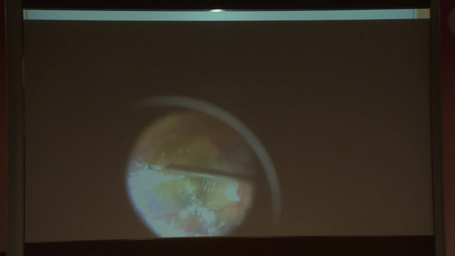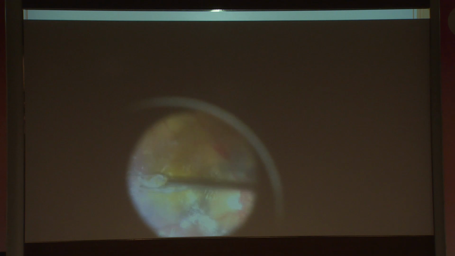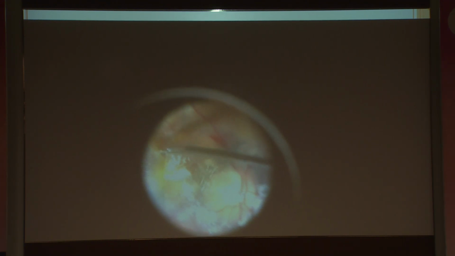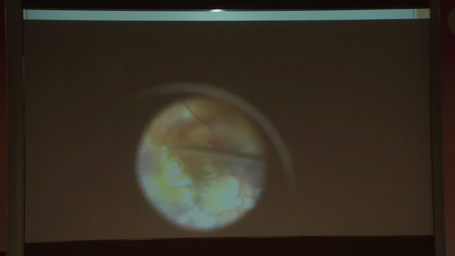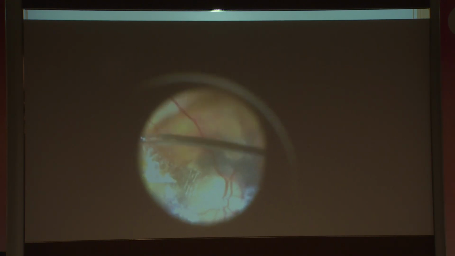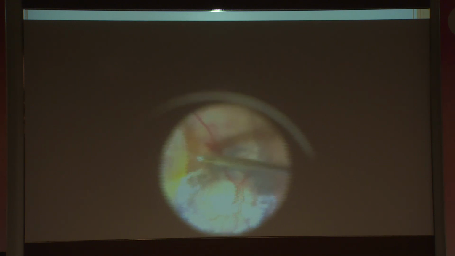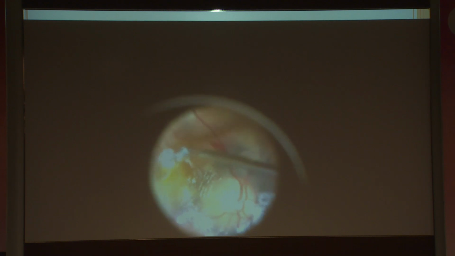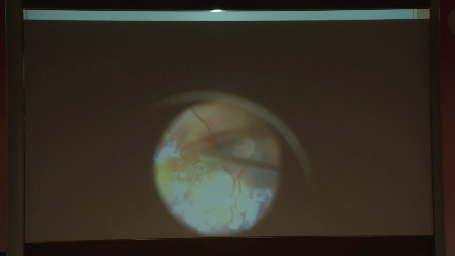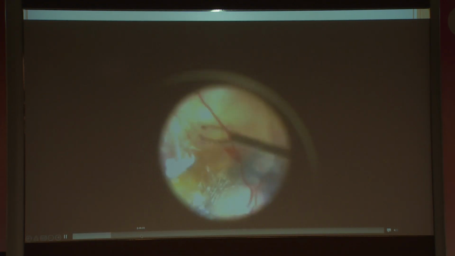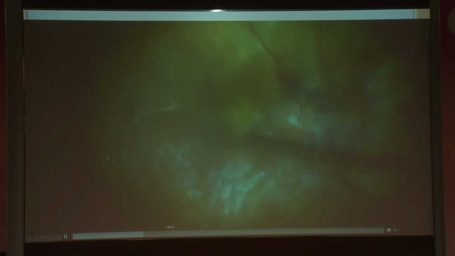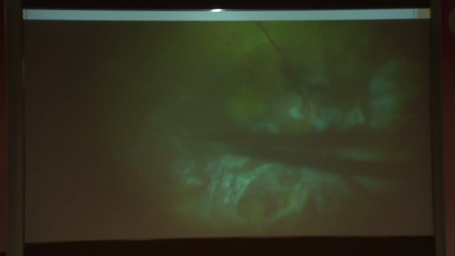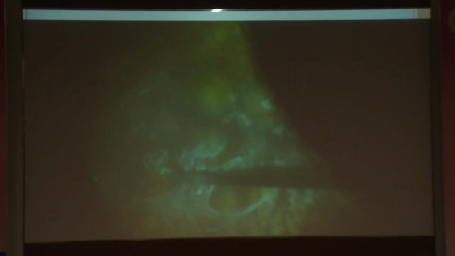I'm just peeling the hyaloid now in the posterior pole. So most of them do have this vitreous, which you need to identify. I think the key to success in myopic foveoschisis is managing the vitreous rather than anything else. And then you ensure that you remove all the posterior hyaloid. You need to repeatedly stain and identify.